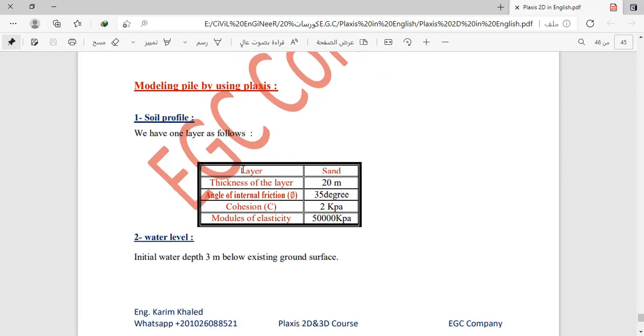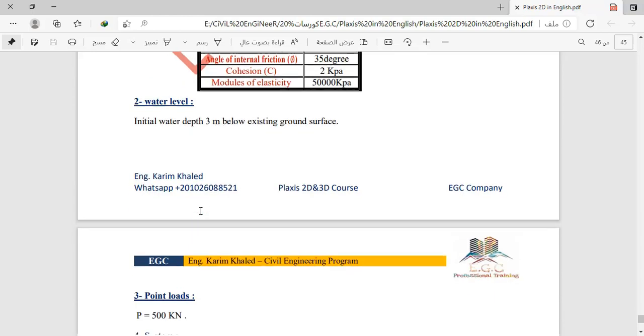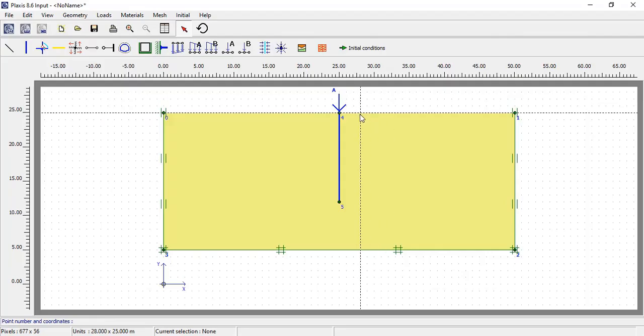In the soil profile we have one layer as follows. My layer name is sand. The thickness of the layer equals 20 meters. Angle of internal friction equals 35 degrees. Cohesion equals 2 kilopascal. Modulus of elasticity equals 50,000 kilopascal. My water level, initial water depth, equals 3 meters. Don't forget standard fixed.